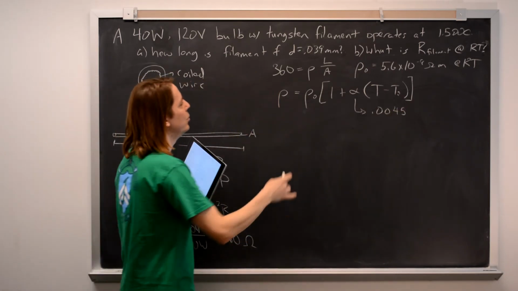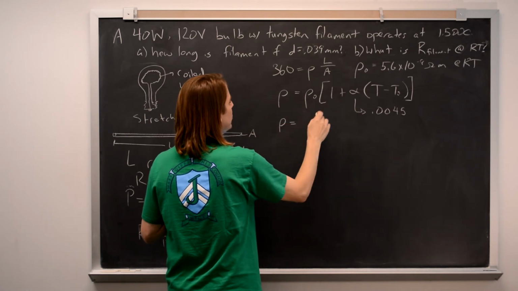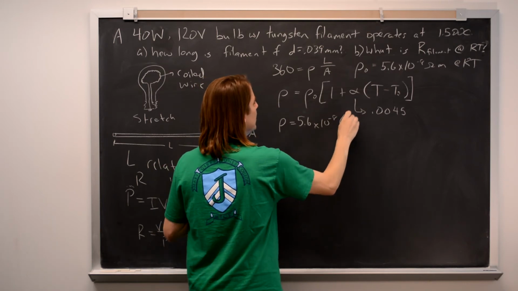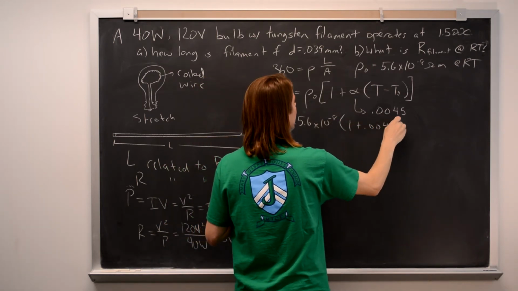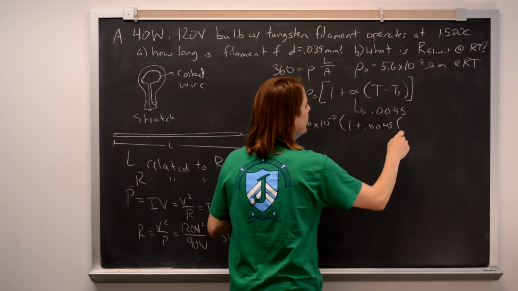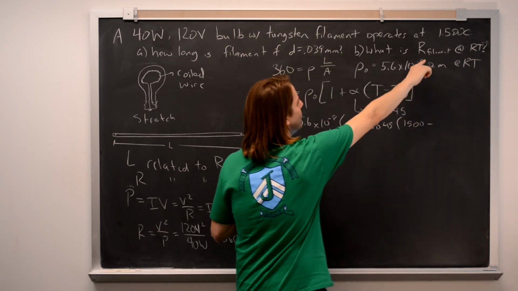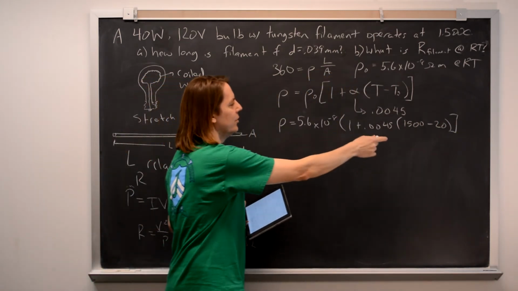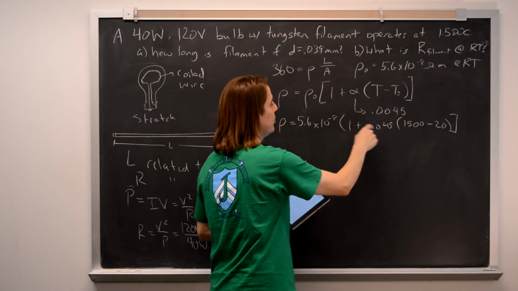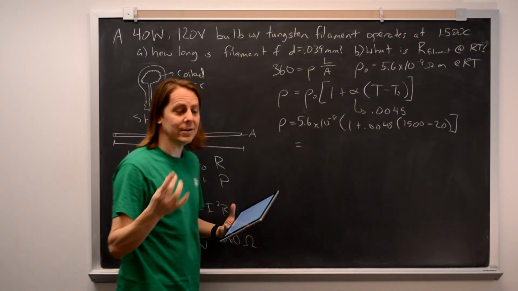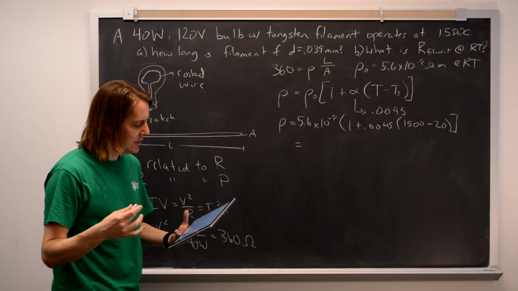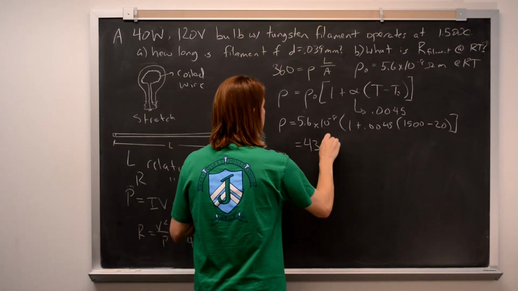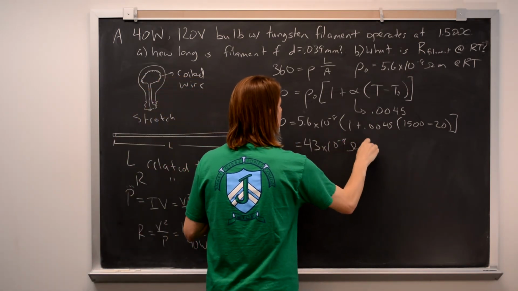All right, so using that, we can then say that rho equals rho naught times 1 plus 10 to the minus 8 times 0.0045 times T minus T naught, which is 1500, and if this is at room temperature, that's like 20. So this is all now just numbers. This comes out to be 6.66, and plus 1 is 7.66 times that. And you get the real value of the resistivity that you need, which is 43 times 10 to the minus 8 ohm meters.